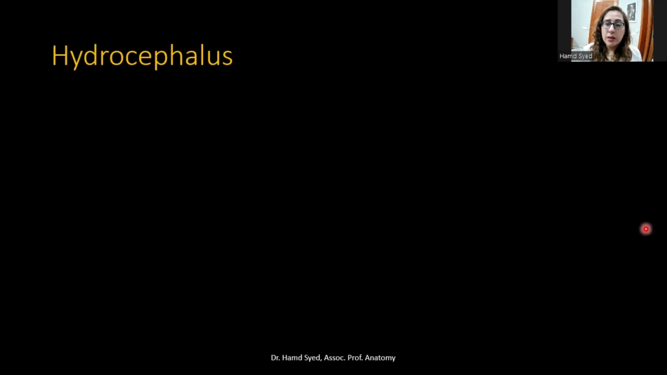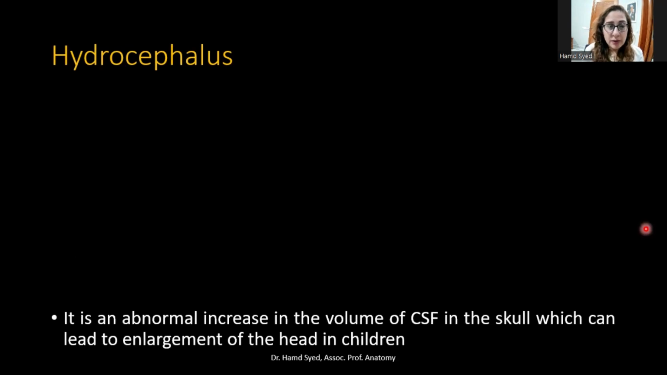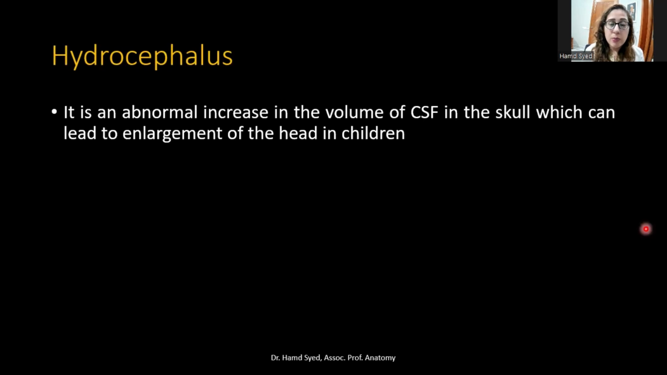Now we're going to discuss in the end the clinical condition, which is hydrocephalus. So up till now, we've discussed the basic anatomy, the gross anatomy of the ventricular system, and now we're going to talk about an abnormality, which is hydrocephalus. Well, hydrocephalus, it is an abnormal increase in CSF, in the volume of CSF in the skull, and that can lead to an enlargement of the head in children, because in children we know that the sutures have not permanently fused. There is a level of compliance.